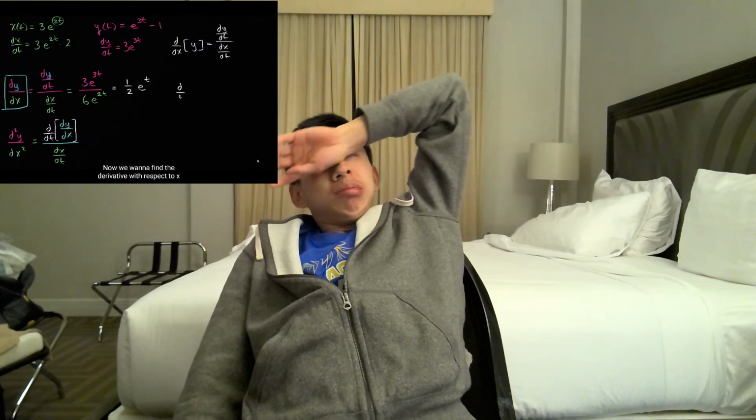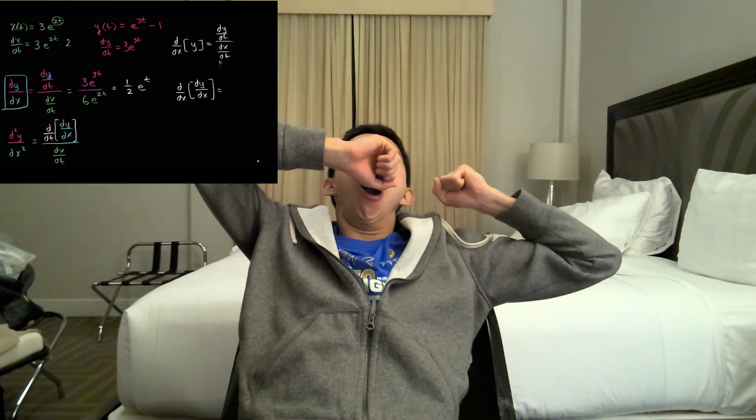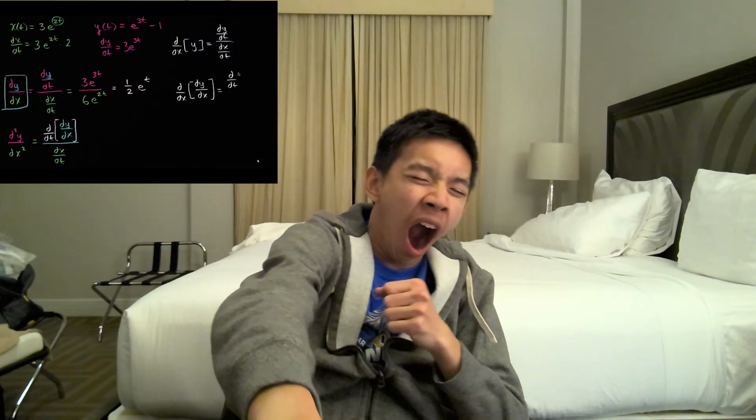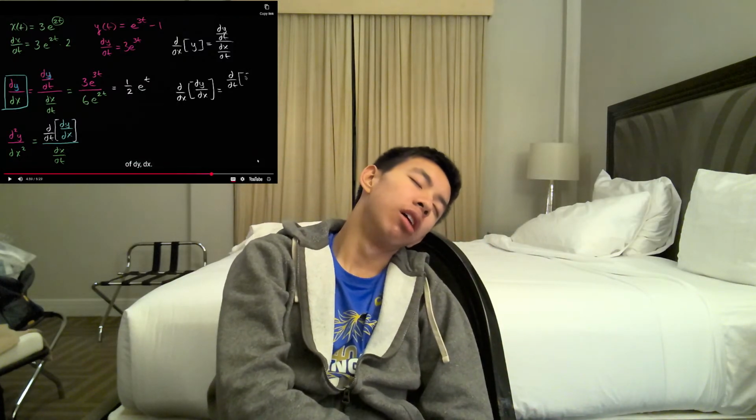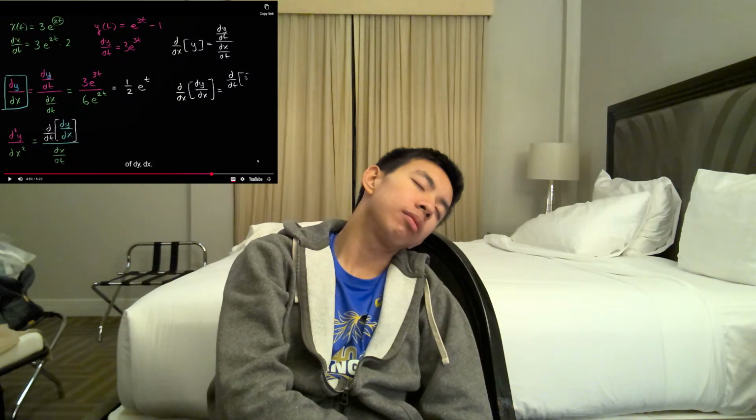Now we want to find the derivative with respect to x of the first derivative with respect to x. And so everywhere we saw y here, replace that with the first derivative. So this is going to be equal to, in the numerator, the derivative with respect to t of dy dx. Notice this was the derivative with respect to t of y. In fact, let me write it that way just so you can see it. We can write this as, let's see, 1/2 divided by 6 is 1 over 12, and then e to the t minus 2t.